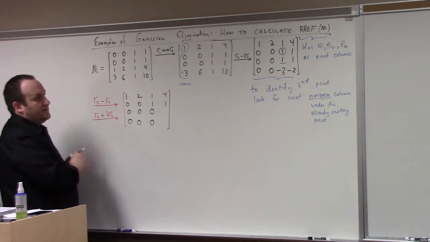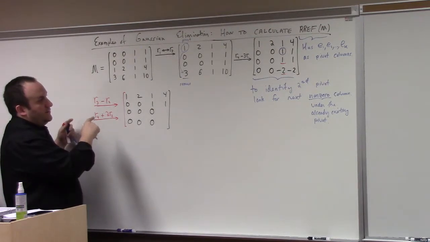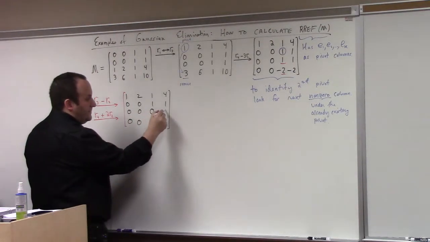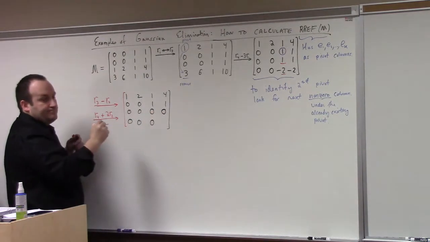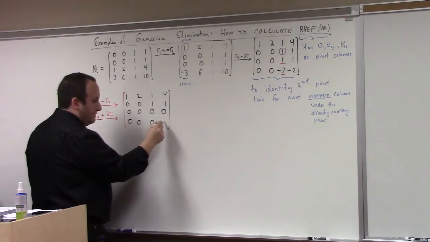And what happens to the 3, 4 spot? We've got row 3 minus row 2. I think we also get a 0 here, right? And let's see here. And 0? Yeah.